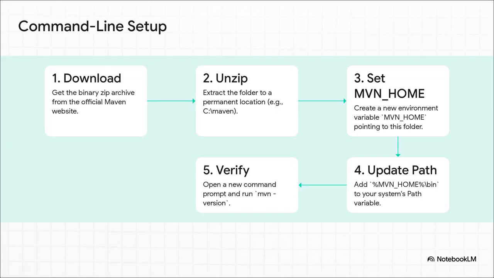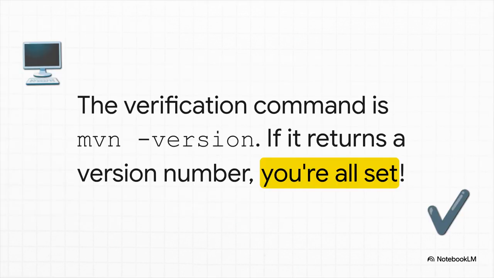Now, if you want to use Maven from the command line, which you'll definitely want for things like automation, the setup is still super simple. It's a pretty standard process. You download a zip file, you unzip it somewhere permanent, and then you just set a couple of environment variables to tell your computer where to find it. If you've ever set up Java, this is going to feel very familiar. Once that's done, you just pop open a new command prompt and type mvn -version. If you see something like Apache Maven 3.6.3 show up, boom, you're all set. Maven is installed and ready to go.